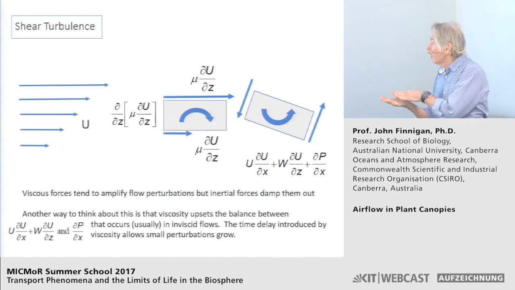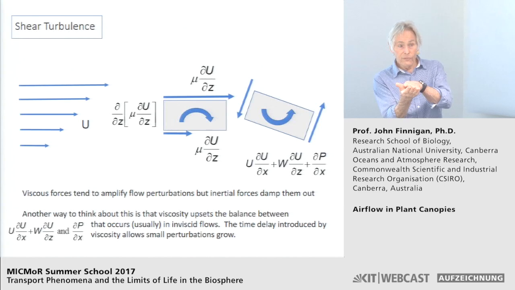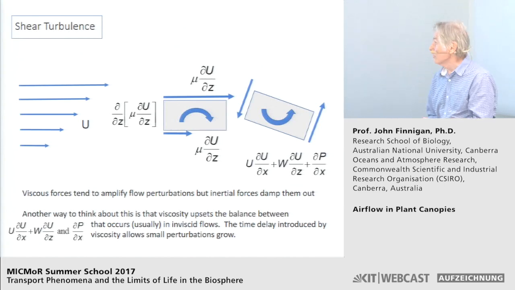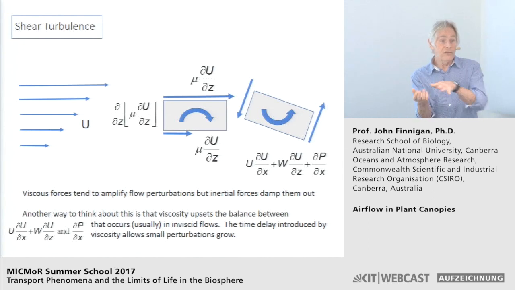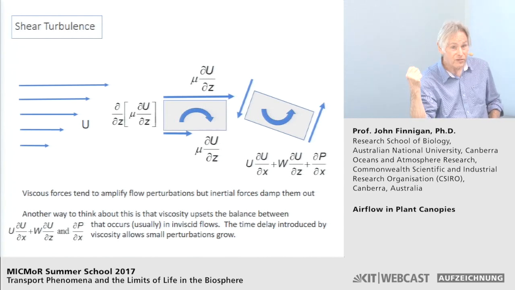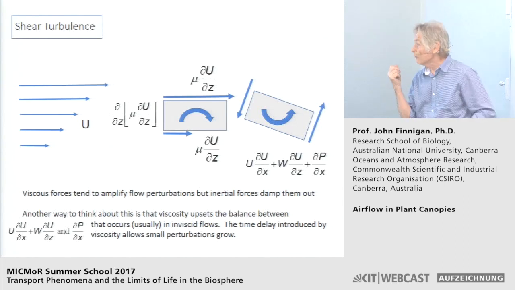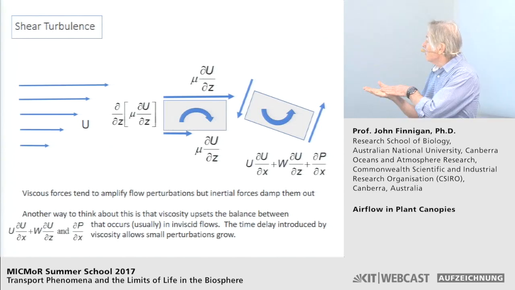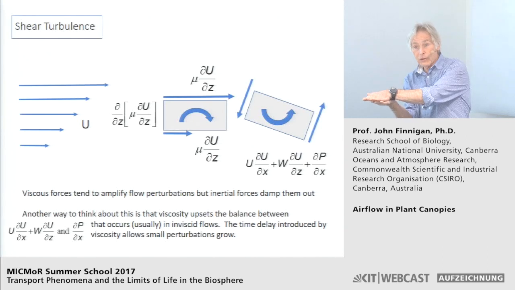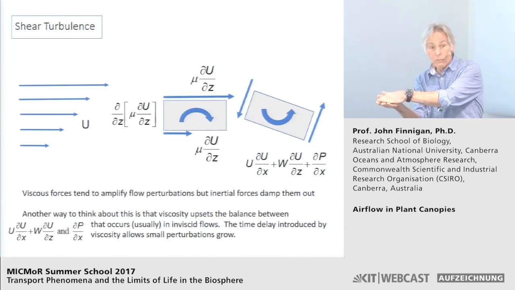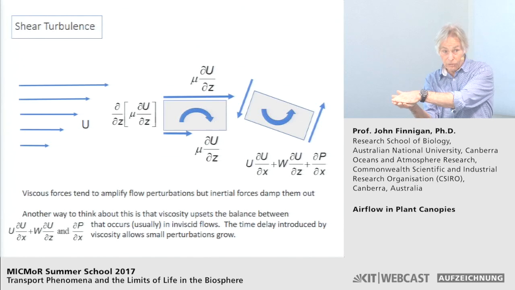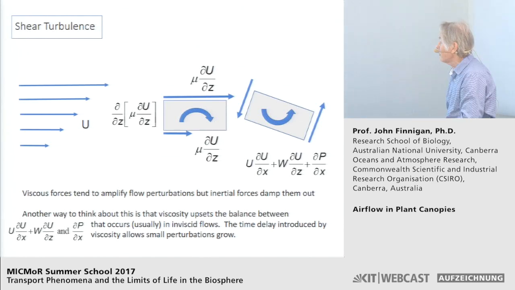Shear turbulence occurs when layers of air of different speeds slide over one another. And because the air is sticky, if you feel the air, you can feel how sticky it is. It's got viscosity. It's like treacle, but not quite as treacly as treacle. It means that as one layer slides over another, the layer going faster will pull the layer going slower along, and the layer going slower will retard the one going faster.